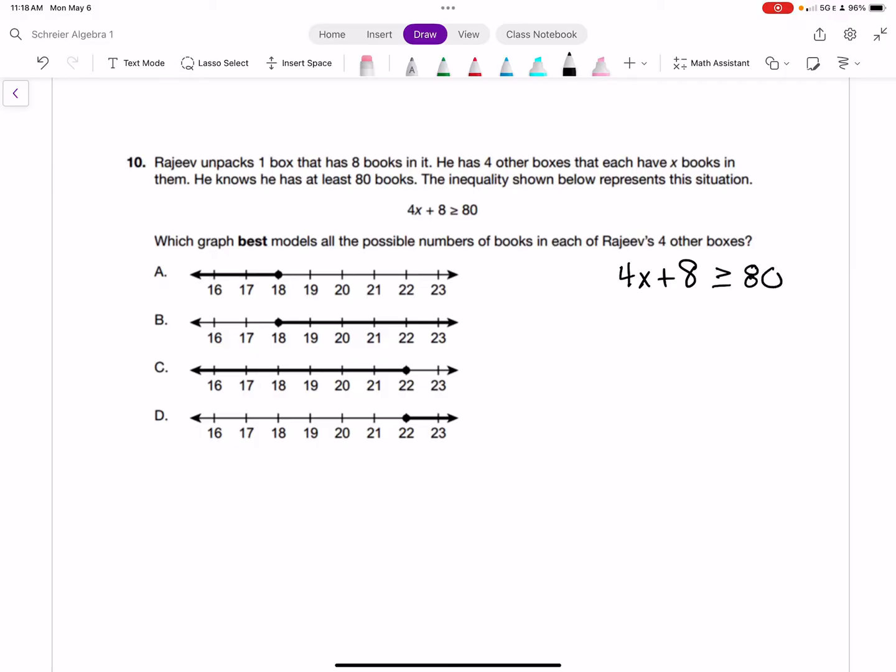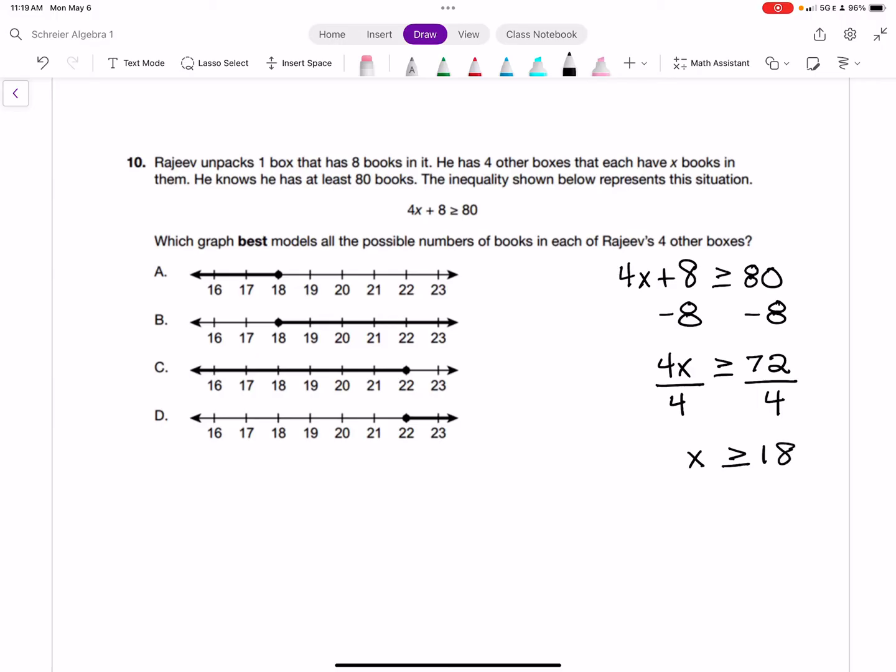So in your algebra class, you learn to use opposite or inverse operations. So the opposite of adding 8 is subtracting 8, and whatever I do to one side, I want to do to the other. So that gives me 4x is greater than or equal to 72. And then when I divide both sides by 4, to get rid of my 4, I get my answer, which is x is greater than or equal to 18.